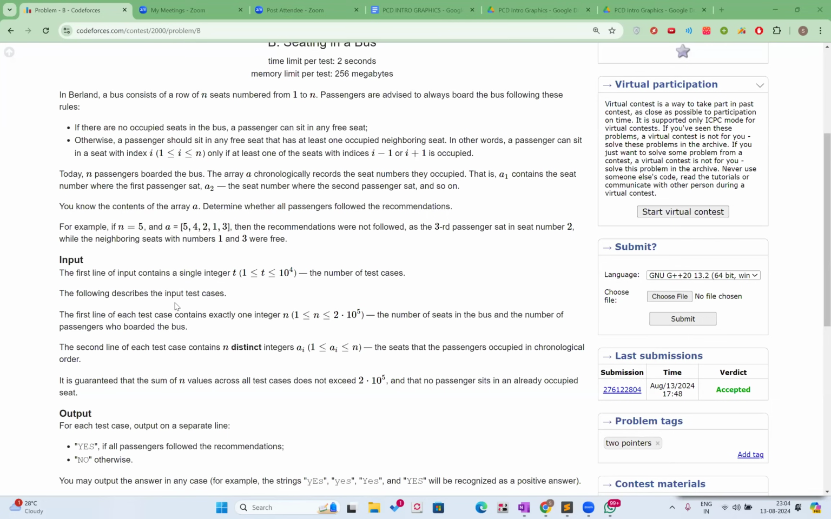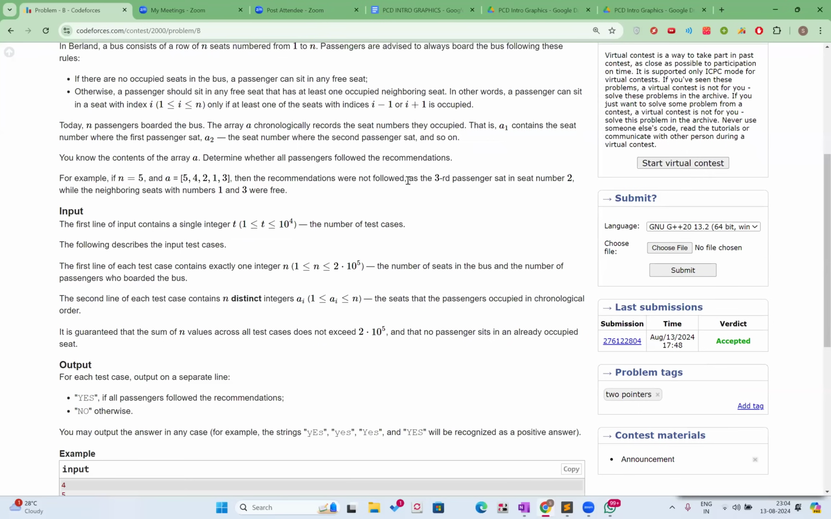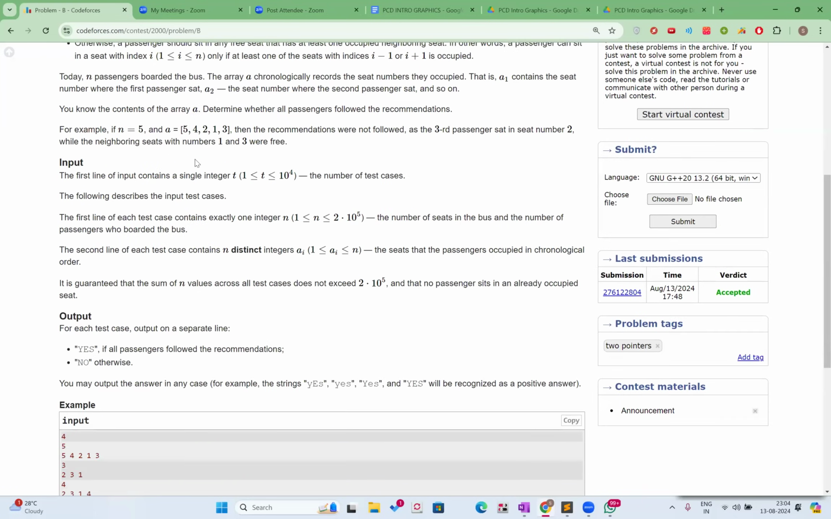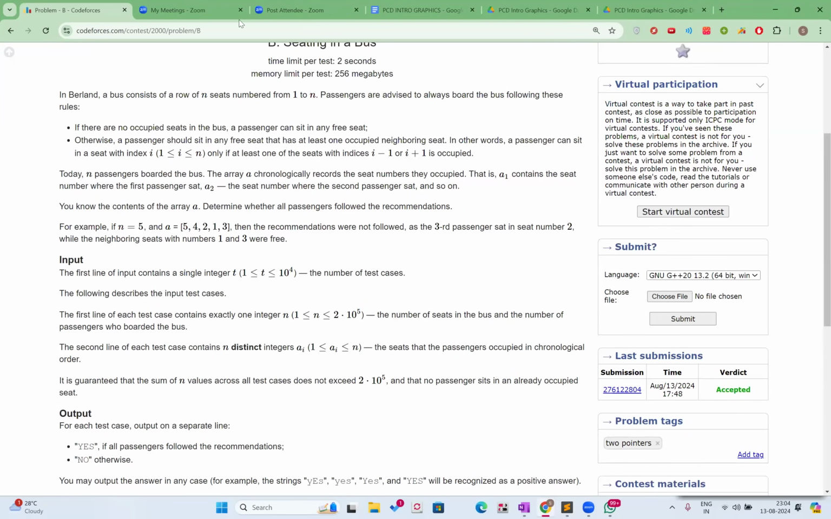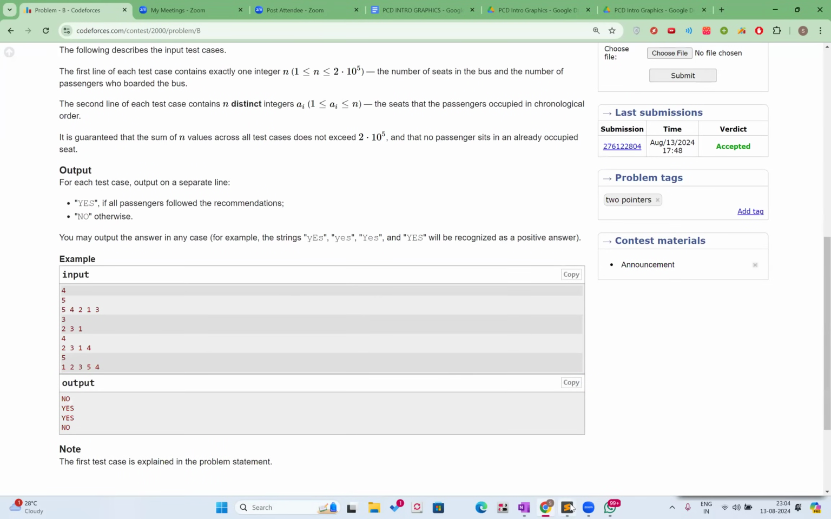I'll explain it with a diagram also. The question gives the order of the seat numbers that the n passengers occupied. So which passenger occupies which seat is given, and we know the array A, which is the seat number of each passenger, and they follow the order. First the first passenger comes in, then the second passenger, then the third passenger. Like this we have to go.